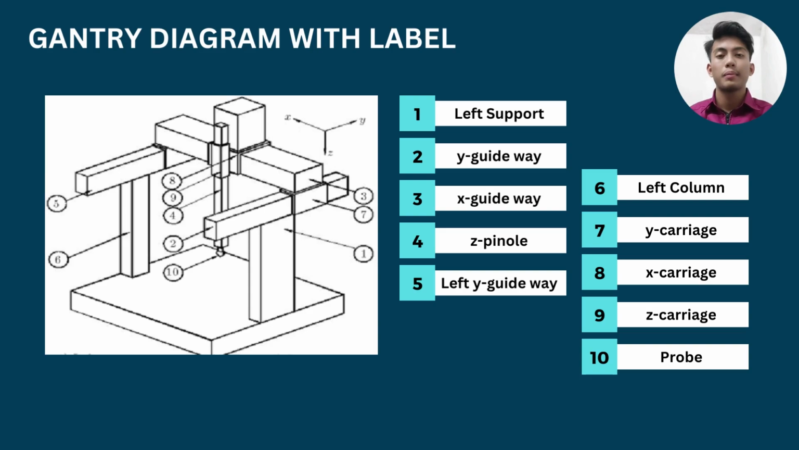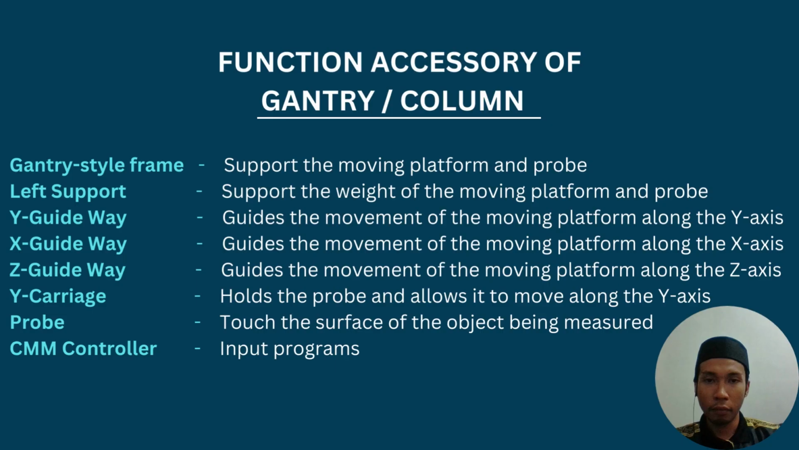Next, I will explain about the gantry diagram with label, which is about the parts of the gantry. The gantry has 10 parts. The first part is left support, second part is the Y guideway, number 3 X guideway, 4 Z guideway, 5 right Y guideway, number 6 left column, number 7 Y carriage, 8 X carriage, and 9 Z carriage, and the last one is the probe.